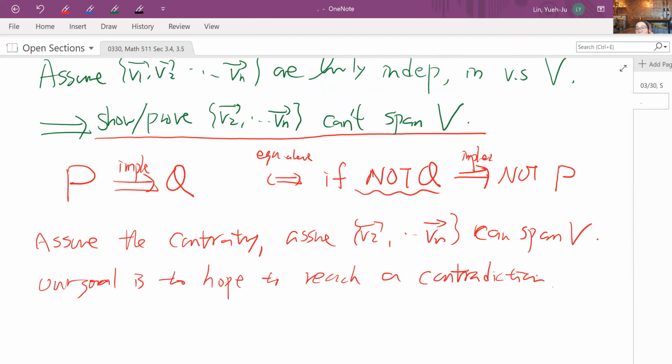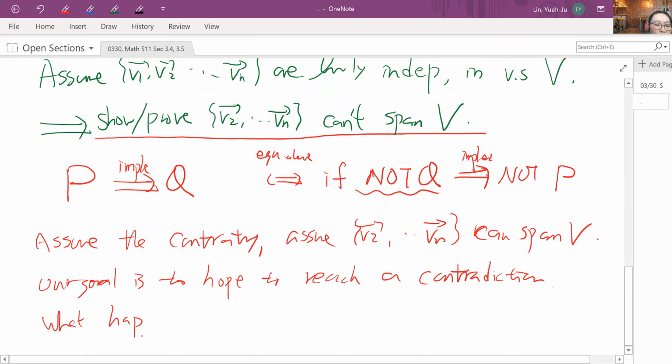Okay, so let's see what happens if we say, what happens if V2 to Vn span V? What happens if this is really the case? What happens if the span of V2 to Vn is really V?